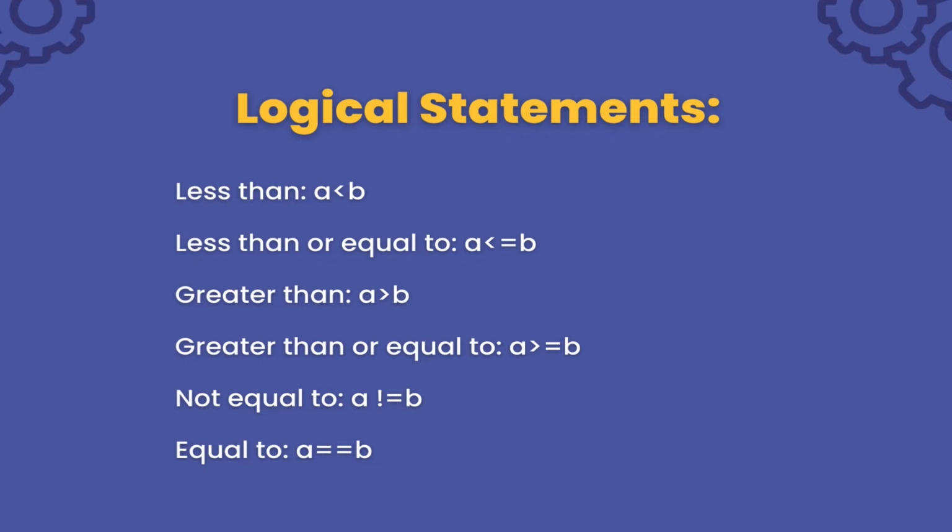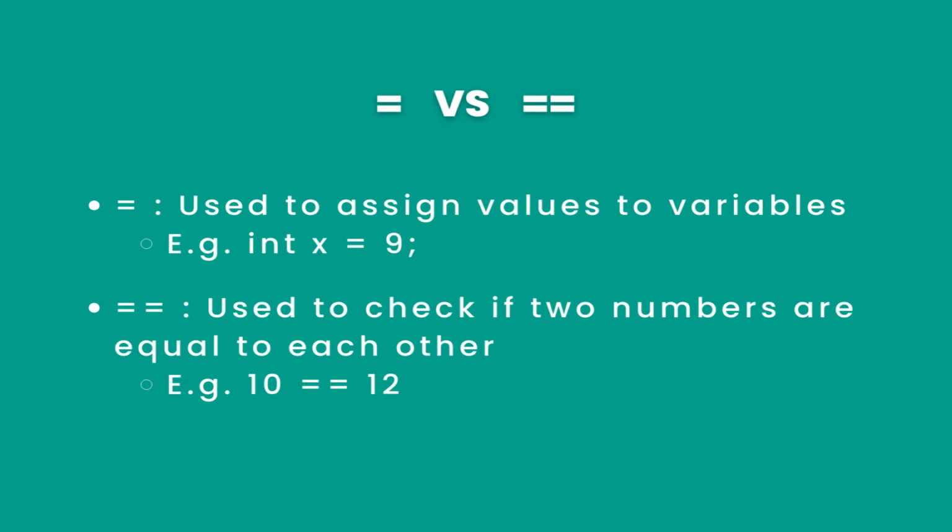As for the equal to operator, which in the syntax is A is equal to B, keep in mind that there is a difference between a single equal to and two equal to signs. We write a single equal to assign values to variables. For example, when I declare an integer variable x, I would write int x is equal to 9.